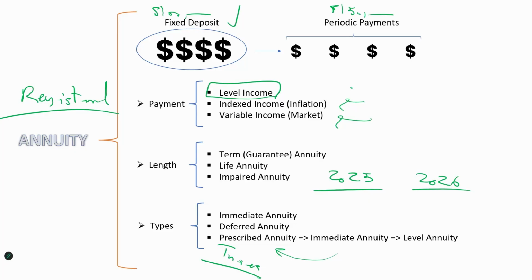Okay, so we talked about annuity as well. We talked about what they exactly mean. It's the opposite of life insurance. You get monthly payments or yearly payments, whatever it is. And we talked about the different types, the different lengths, and the different payments. So we covered segregated funds and annuities, I would say 80% of it. And that is basically what's important.